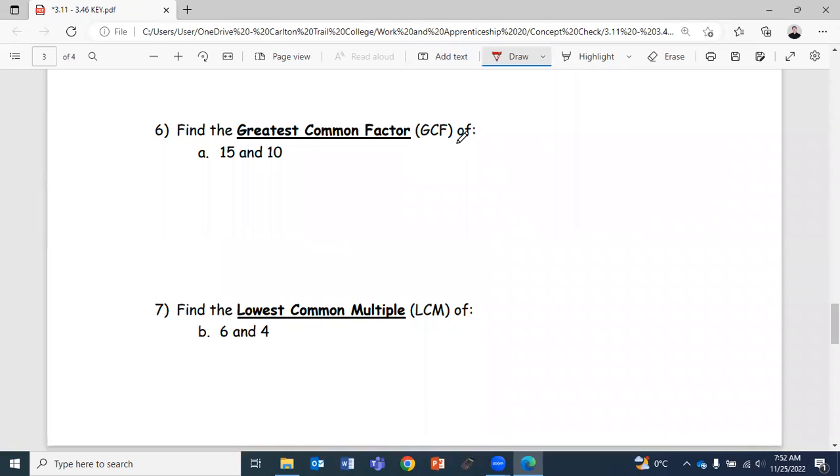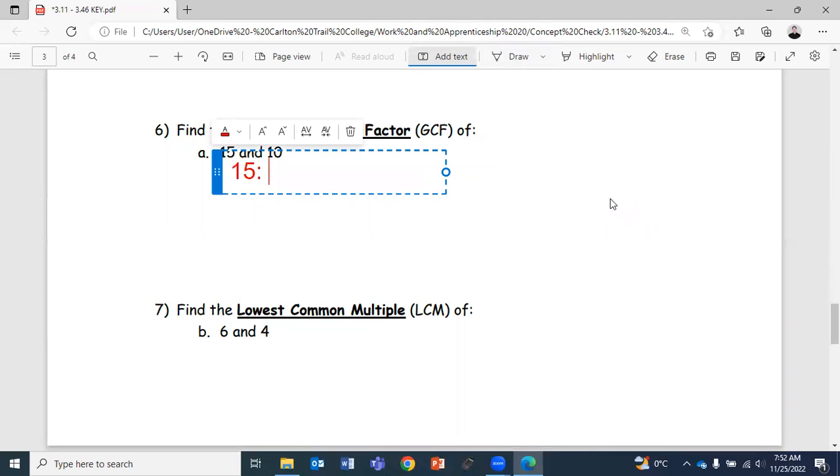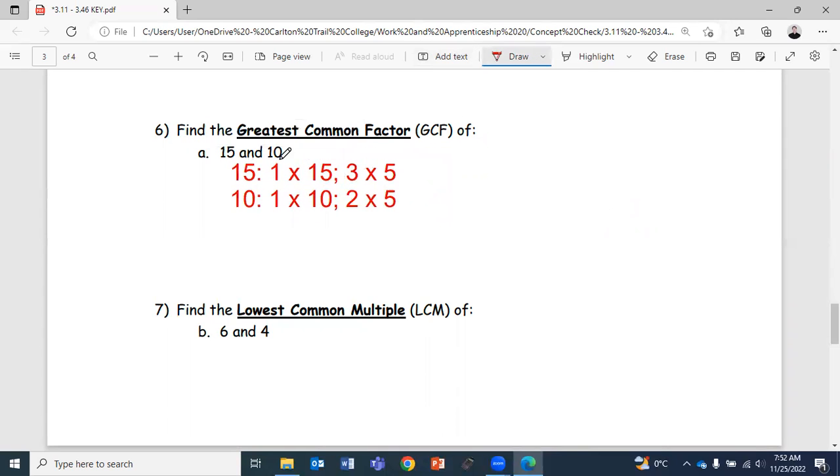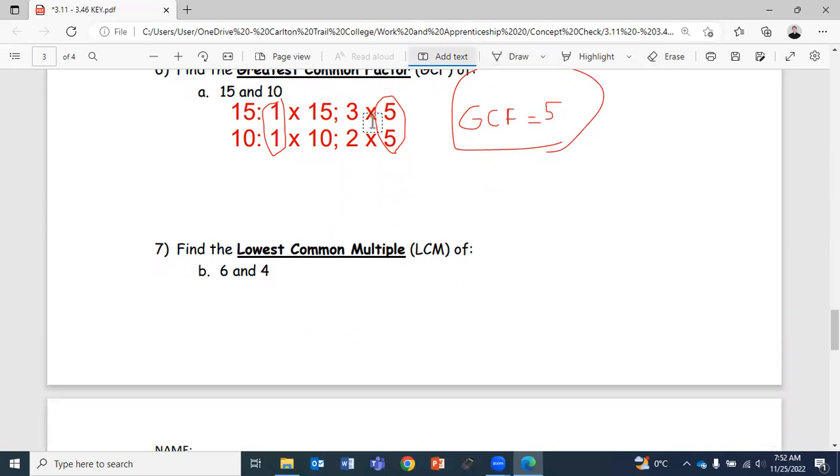Okay, so now I want to find the greatest common factor of 15 and 10. Remember, find the factors of it. I can get 15 by doing 1 times 15 or 3 times 5. I can get 10 by doing 1 times 10 or 2 times 5. So what are all my common factors? Well, 1 and 5. Those are the only common factors, but I want the greatest one. The greatest common factor here that I've circled is just 5. Circle, my answer's done.